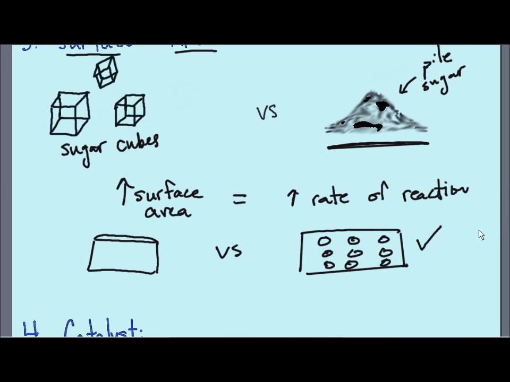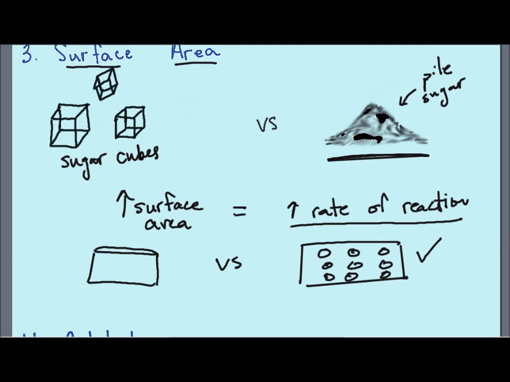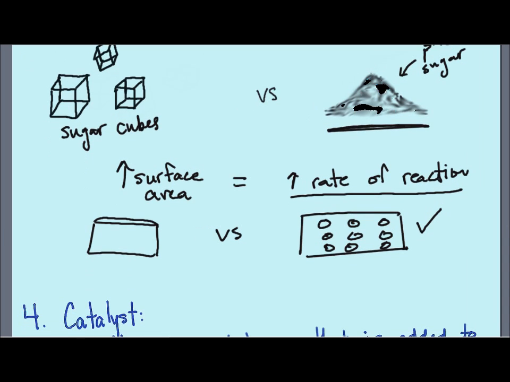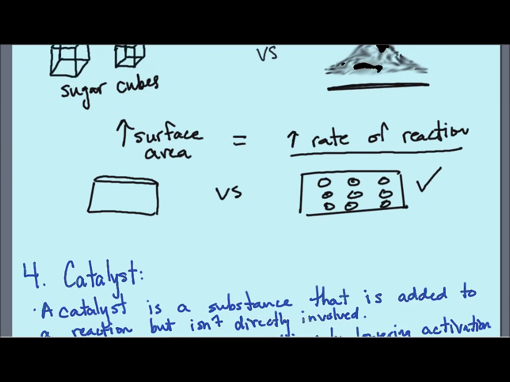So if you break a substance into smaller pieces, you increase the surface area, which gives you faster reactions. So with surface area, increased surface area gives you faster reaction rates, and vice versa, of course.